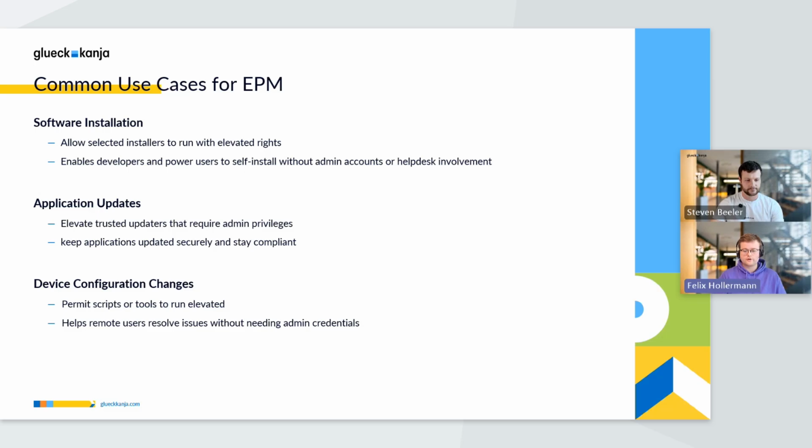Device configuration changes: allow scripts or tools, like, for example, installing printer drivers or updating VPN settings, to run elevated for tasks that typically need admin access. And you help remote users to fix issues without admin credentials.